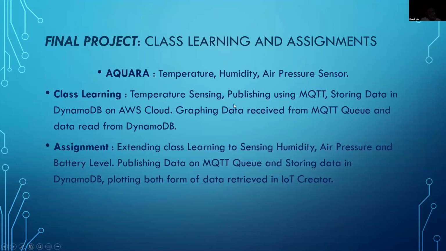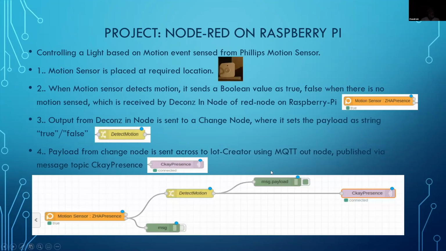So this is basically the complete scenario of what we did in the class. Class learning, and assignments which were extending to it, which I already spoke about. And to further this, I used the motion sensor and placed it in a location here. This motion sensor senses the motion and sends a true or a false signal. Based on the true, I try to light a lamp here, which is a Philips IoT device, which can display light, and I can also control the intensity of that.